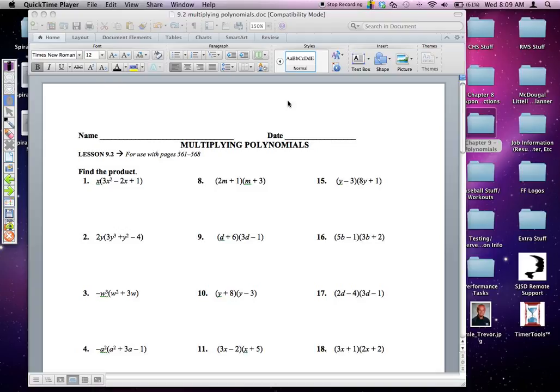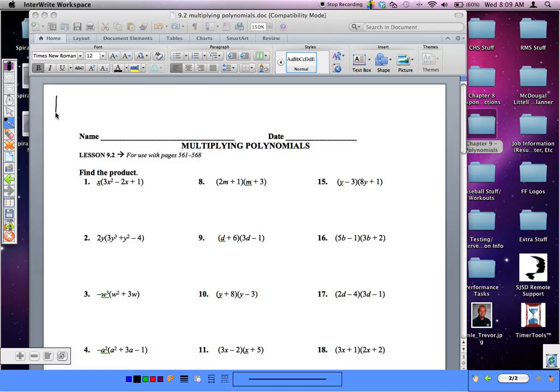Alright, here's a screencast on a couple examples from homework on 9.2, which is multiplying polynomials. Your acronym that you need to remember, and it should be placed at the top, is FOIL. FOIL stands for first, outside, inside, and last. So we're going to put that as a big heading right here on our sheet. And if you have not done that yet, you might want to put that on your work. First, outside, inside, and last.